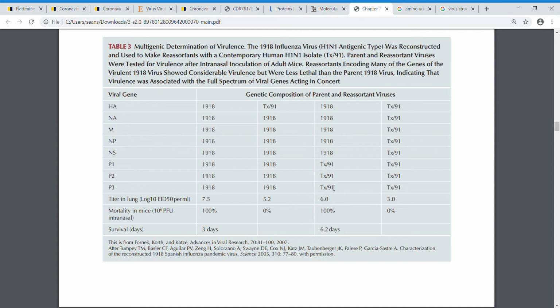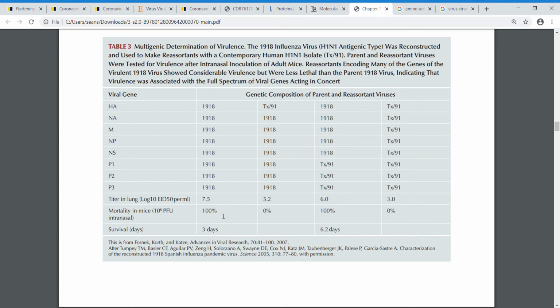A few changes here. Huh. Mortality goes up again to 100. Okay, more changes here. Wait, mortality drops again to 0? It's really complicated, right? Could be one gene, could be multiple genes. We're not sure exactly, right? And the problem is there's no way to go back in time and test 1918.